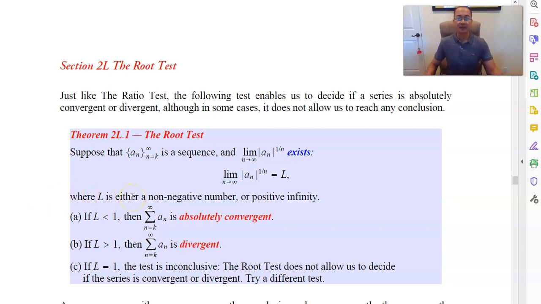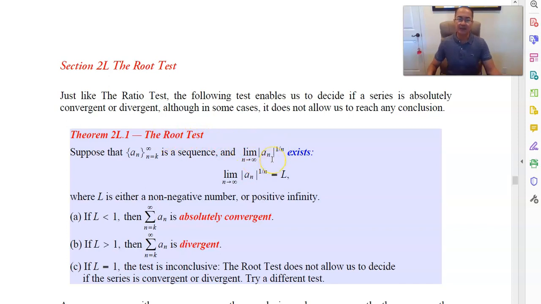They in fact look very similar, with slightly different conditions. We want the sequence to be non-zero in the ratio test because we're forming quotients. But this time, we don't require the sequence to be non-zero because we're going to take the absolute values of the terms, and then we'll take the nth root. That's why it's called the root test, right?